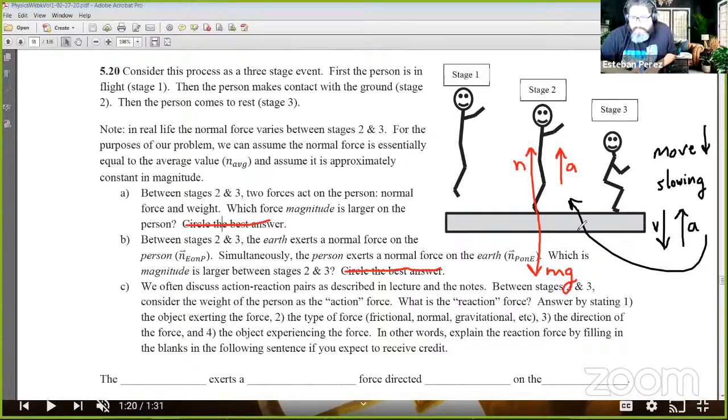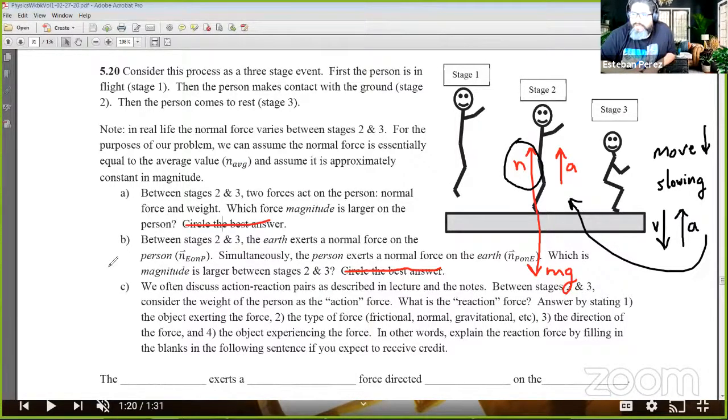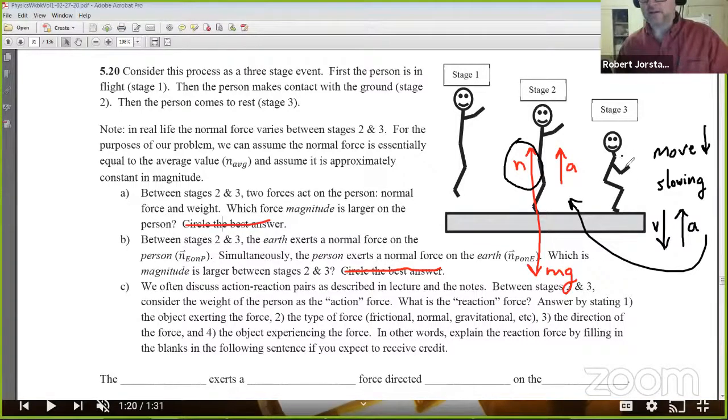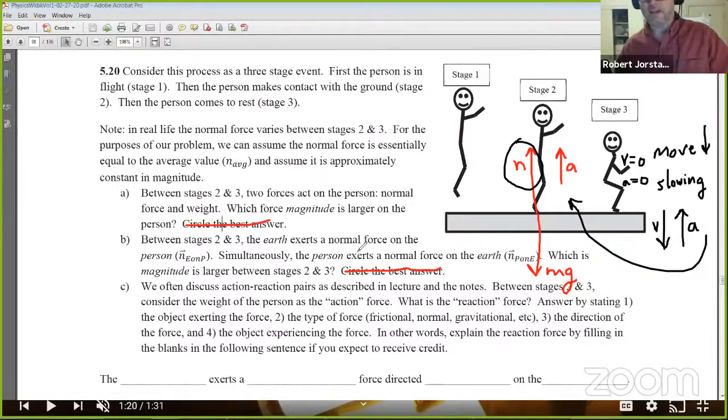So N has to be bigger in order for acceleration to be going that way. Exactly. I was going to say on the third stage, they have to be equal because you've gotten to a point where your velocity is zero. Exactly. So now at this point, if velocity equals zero and you stay in that crouched position, so acceleration is zero in this stage, then N equals mg. So notice sometimes the normal force is not equal to mg.